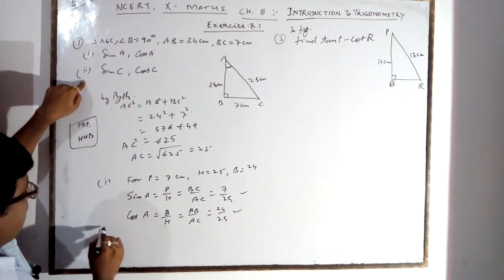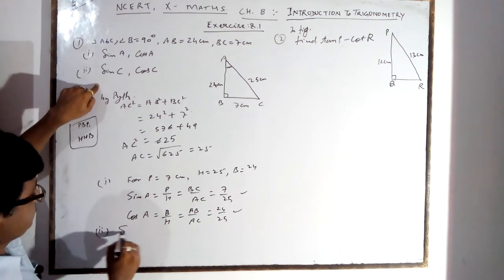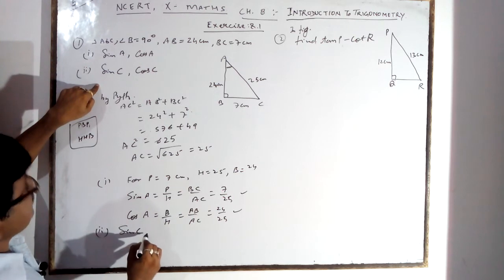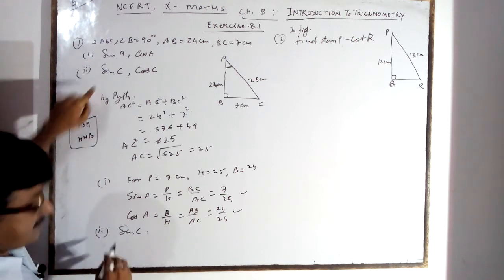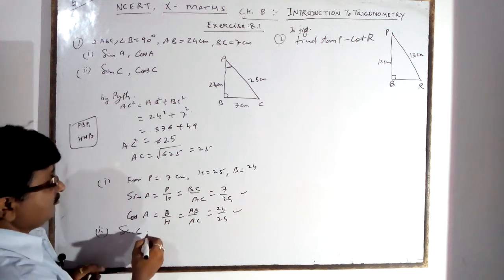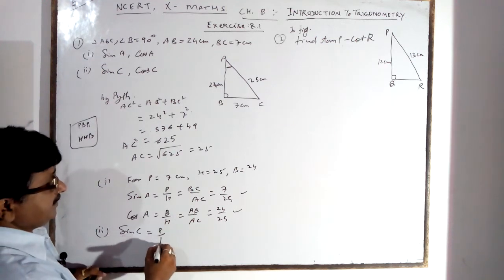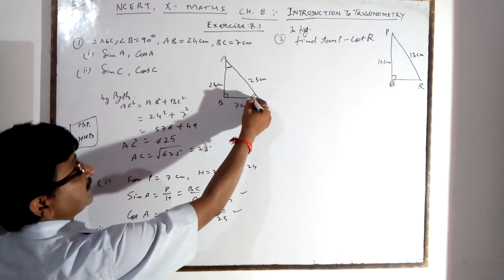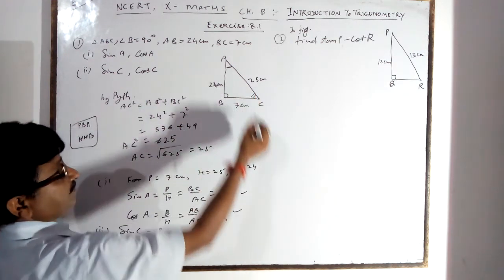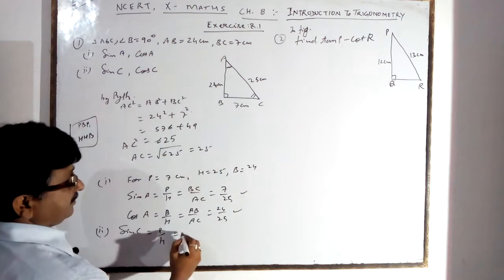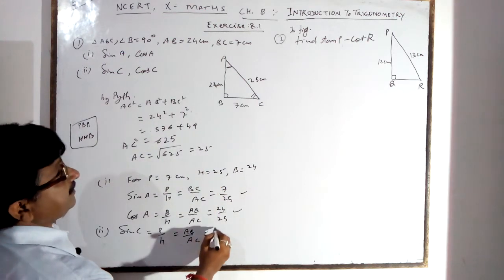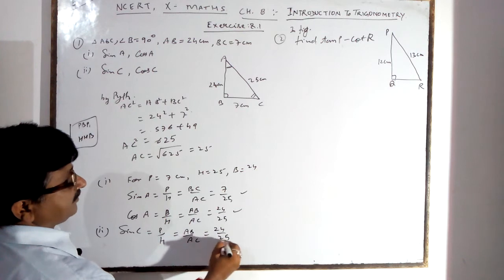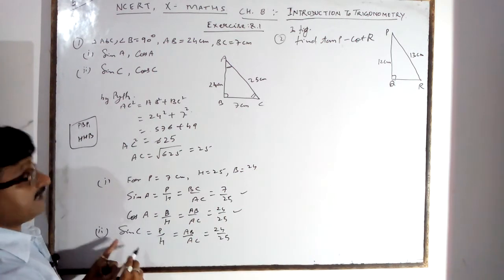In the second part, sin C and cos C you want. Sin C, for angle C, is again P by H. But what is the P for C? For this angle, the perpendicular will be AB and the hypotenuse is the same, so 24 upon 25. It is the answer of sin C.